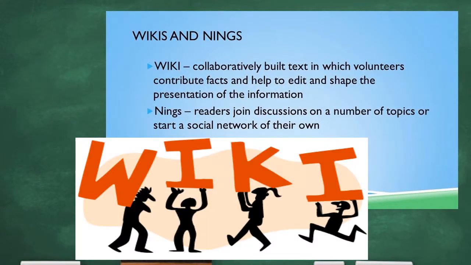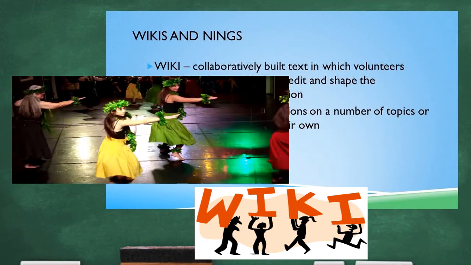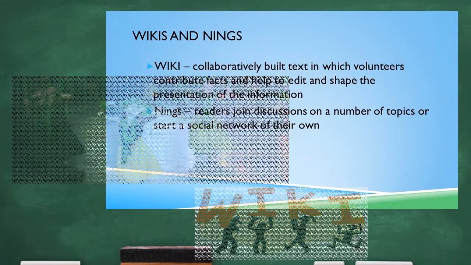Wikis are collaboratively built text in which volunteers contribute facts and help to edit and shape the presentation of the information. It is important to remember that when anyone and everyone contributes information to a wiki, readers need to make sure the information being read is accurate. Also, plagiarism is widely rampant in many wikis, such as Wikipedia. A fun fact is that wiki is a Hawaiian word that means fast.